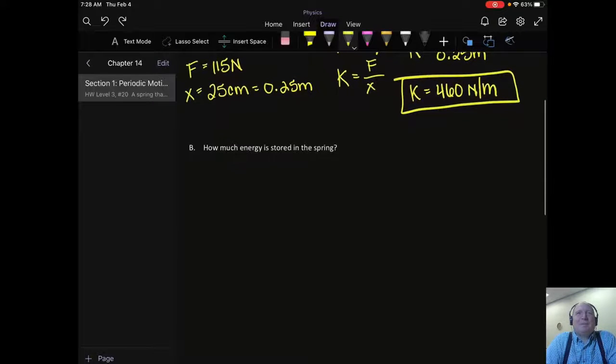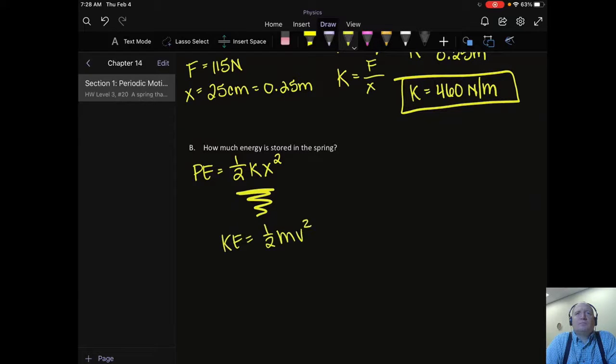Part B says, okay, if that's the spring constant, how much energy is stored in the spring? Well, if you remember from the lecture or from your reading, the potential energy stored in a spring is equal to 1/2 times the spring constant K times the spring's displacement from equilibrium squared. This might look a little bit like our kinetic energy equals 1/2 mv squared from chapter 11.